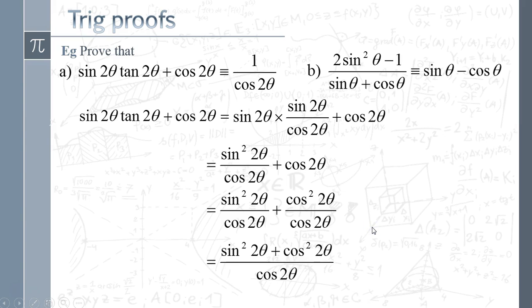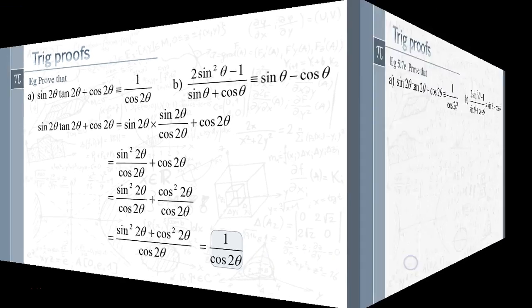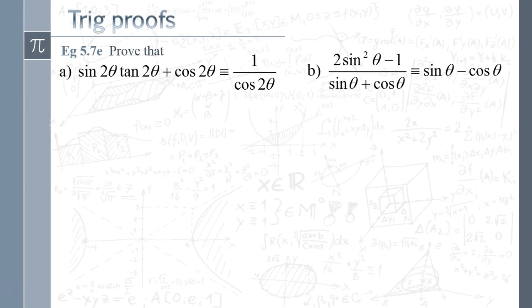There we go, so there they are written as a single fraction, and hopefully you can now spot what's going to happen. We can see that the top here is cos squared plus sine squared, and we know cos squared plus sine squared equals 1. So there we go, that's the result we were aiming for. We've proved that sine 2 theta tan 2 theta plus cos 2 theta turns out to be much more simply 1 over cos 2 theta. Right, so on we go. We've done the first one.